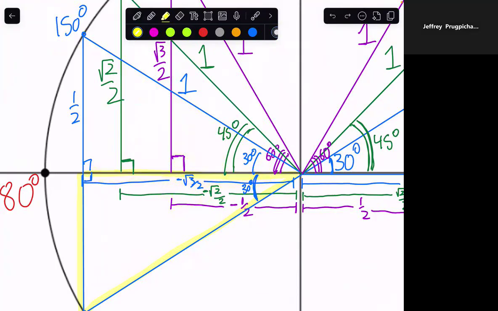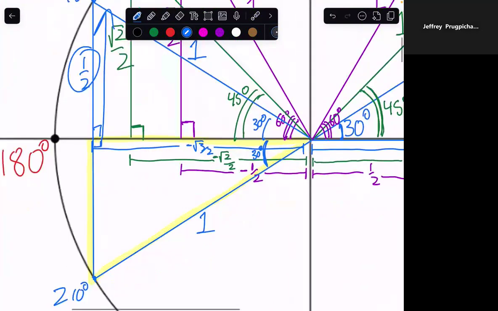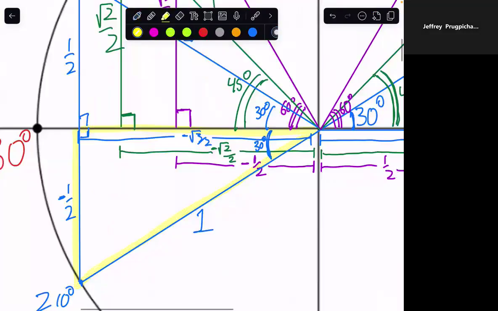Okay, now what about the vertical one? Well, it was positive a half because you were going upward, but when you reflect it, now it's going downward. Okay, so we consider this to be negative 1/2. Okay, so the three measurements for this triangle are negative radical 3/2, negative a half, and positive 1. The radius is always positive. It can never be negative. Okay, so the hypotenuse is also always positive.